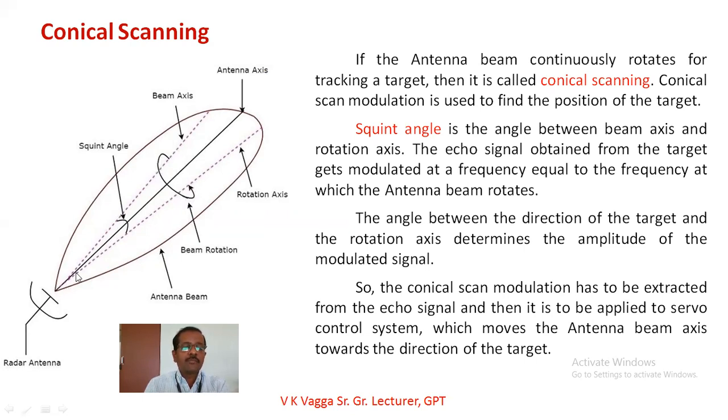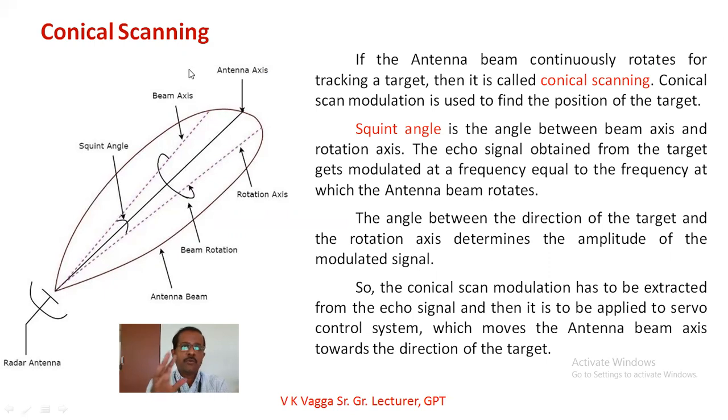You can see this is the actual straight line, or the axis, existing between the radar antenna and the target. And as it rotates along the beam axis, forming the main axis exactly at the center, it can identify the position of the target. It forms a cone shape, and for that reason it is called conical scanning.